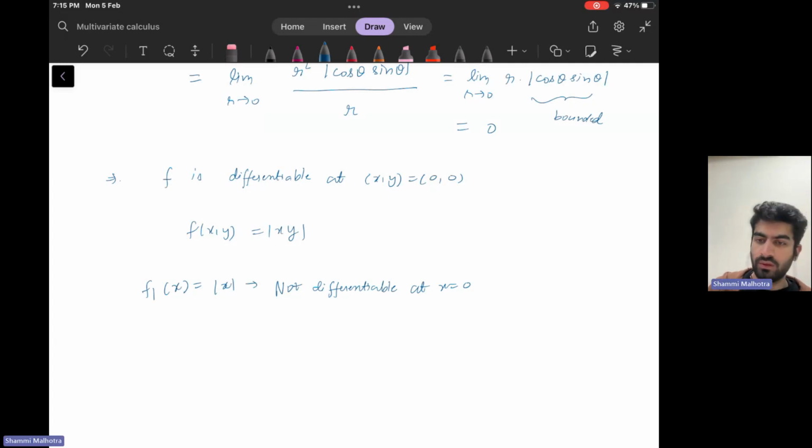Okay, so finally, this will imply that the function which we have here is differentiable, so option 4 is correct. Okay.